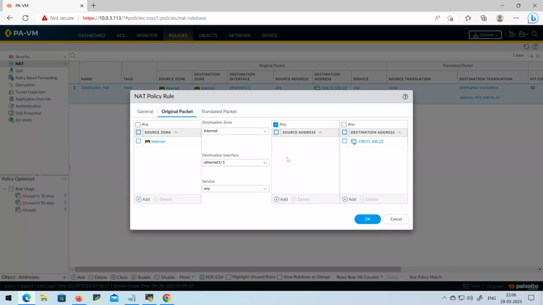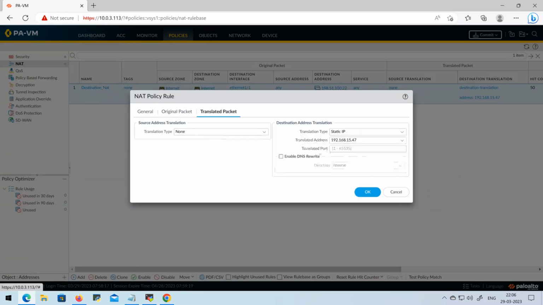We are talking about the original packet and destination NAT. The source will be 198.51.100.1, right? And the destination is the one which belongs to internet, just as it is, we are putting this.